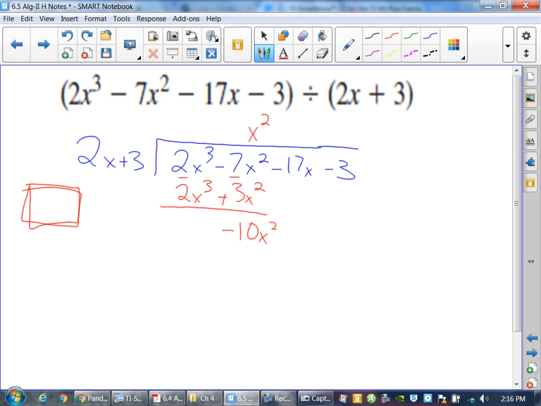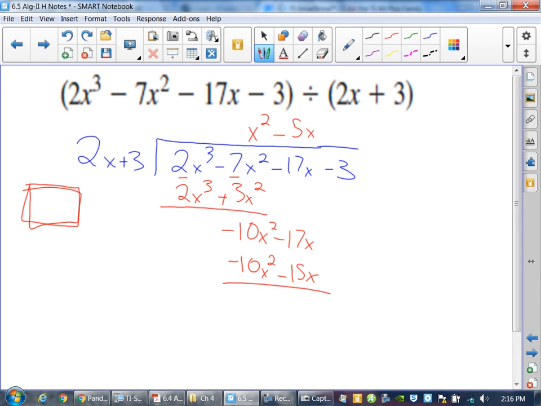Now I drop down this again. Now I ask, how do I turn a 2x into a negative 10x squared? What do you multiply 2x by to turn into a negative 10x squared? Very good. Minus 5x. Distribute that negative 5x to both parts here. Negative 10x squared minus 15x.